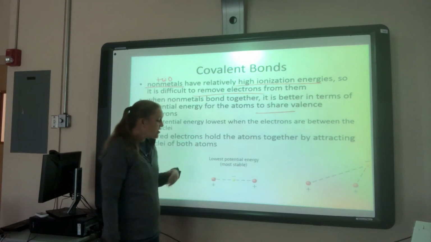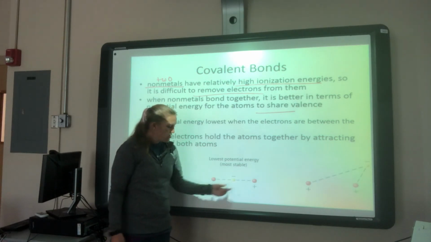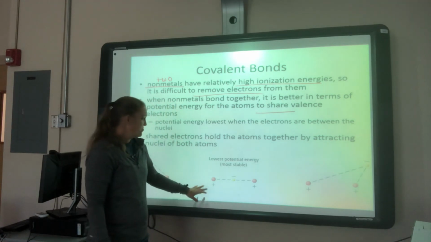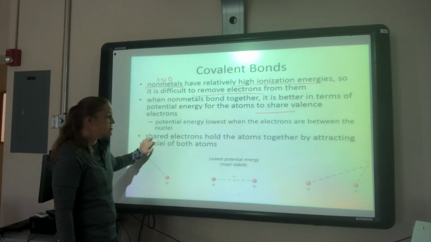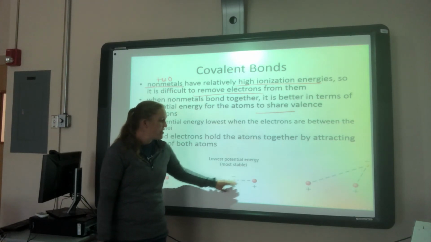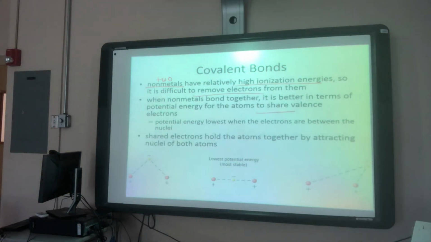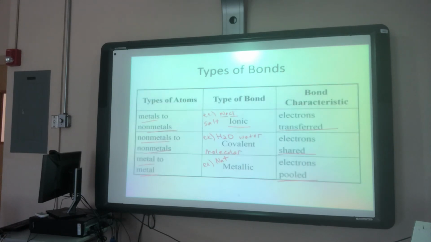So when we're talking about sharing, my two non-metals are going to give up an electron to put in the middle. And then they're going to share it. Because they're sharing it, that's what's going to keep them together. They're going to be attracted together because they have positive, this is a negative, and they're attracted because they want to share that electron. So the electron is going to be shared in covalent. That's the big difference. Ionic transfers, covalent shares electrons.